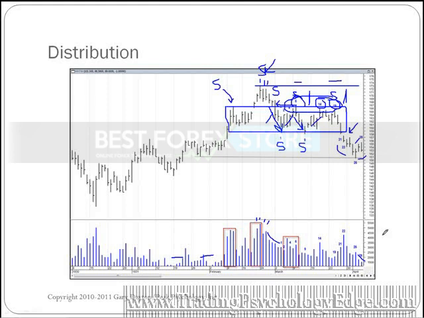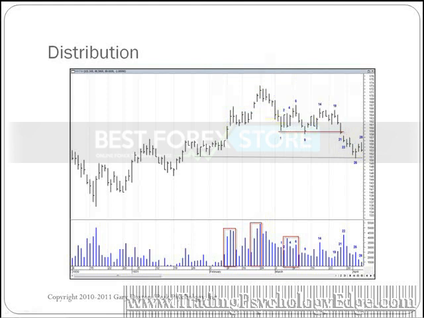All right. Any questions on this chart? Very important chart if you want to understand distribution. And, you know, I encourage everybody to get a hold of Wyckoff's.